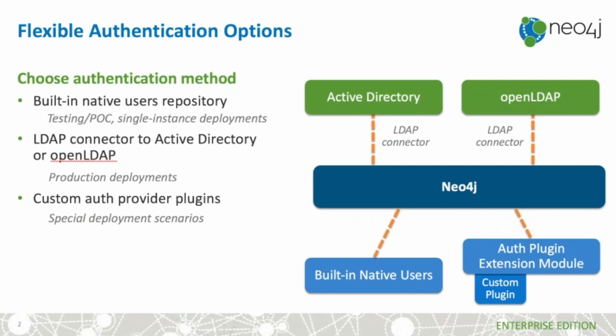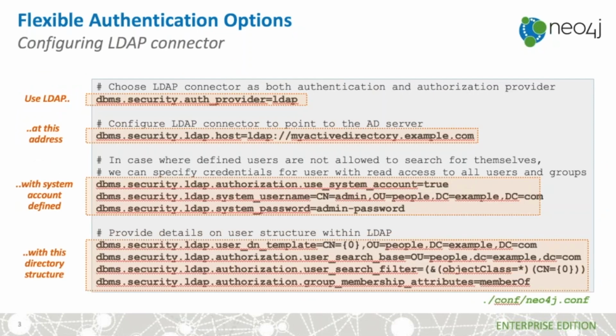So, more details on LDAP. This is neo4j.conf, a typical configuration file where we store all our settings. It's a single-line enablement of dbms.security.auth_provider=ldap. This is how you turn on our LDAP connector. You need to specify the endpoint for your LDAP service. This can be a single LDAP system or a cluster. You can even specify a custom port number. You can specify LDAPS. You can specify a system account to use to access LDAP.